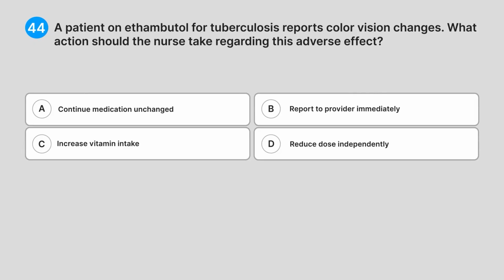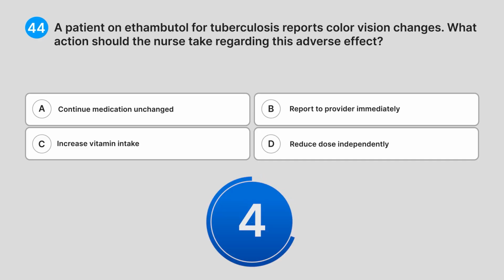44. A patient on ethambutol for tuberculosis reports color vision changes. What action should the nurse take regarding this adverse effect? A. Continue medication unchanged. B. Report to provider immediately. C. Increase vitamin intake. D. Reduce dose independently. Do you know the answer?